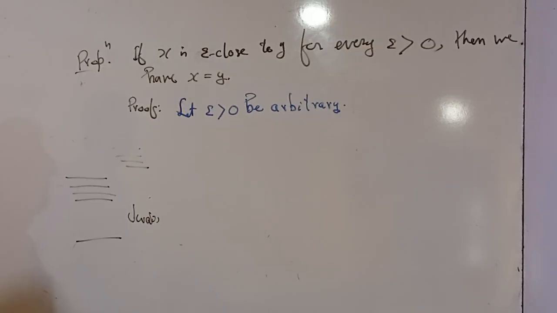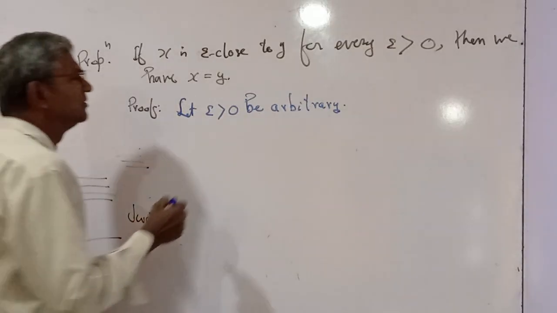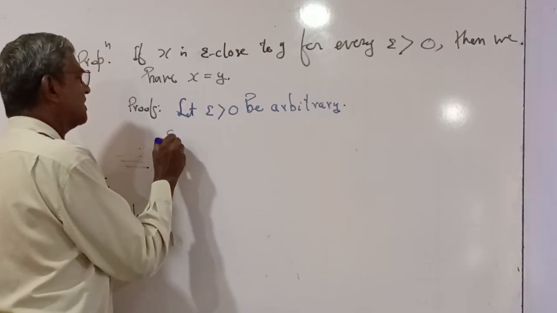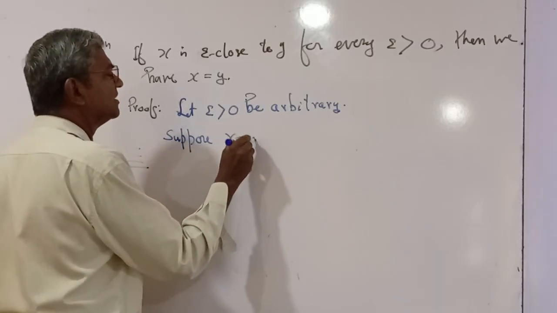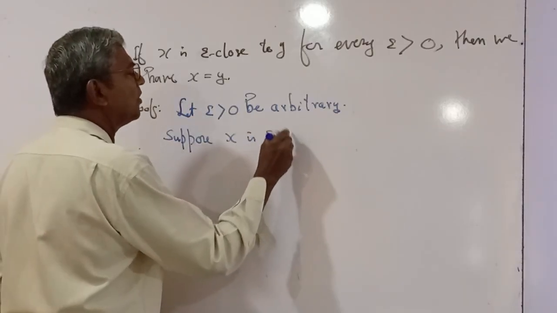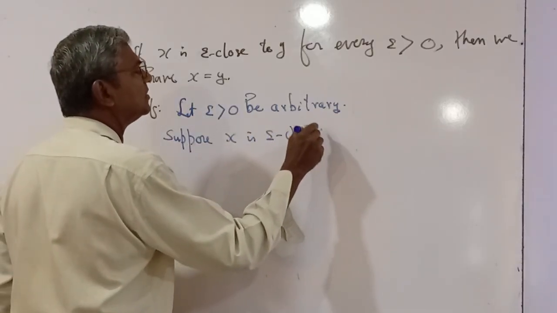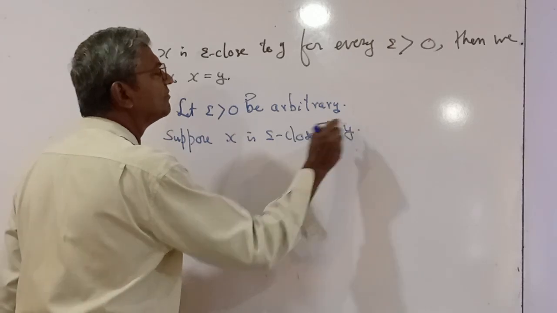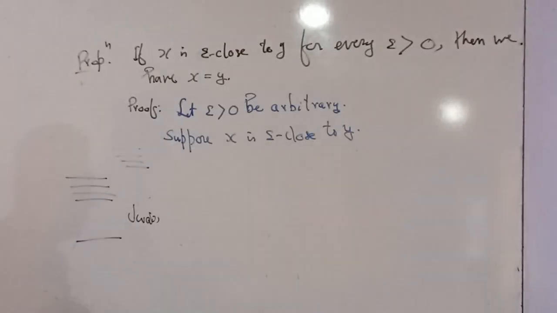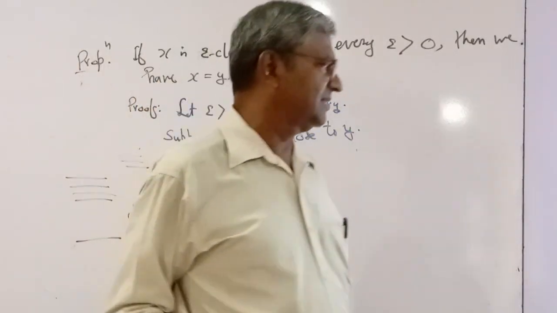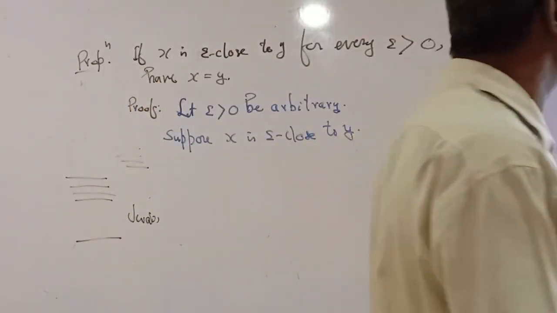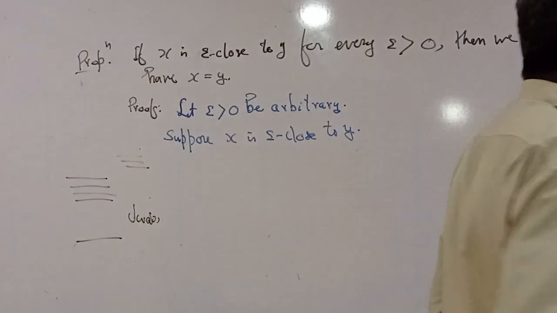Suppose x is epsilon close to y. Suppose, very good. Suppose x is epsilon close to y. Then what does that mean? He is using dxy or absolute value. I myself cannot tell you.